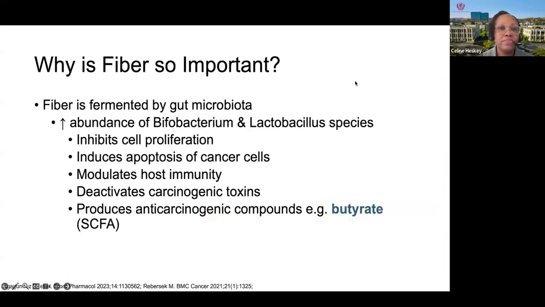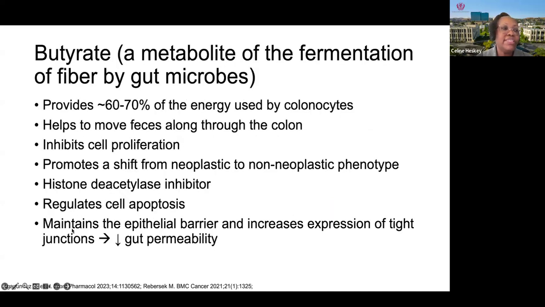So there's still a lot that we have to learn about the different foods or byproducts of foods that impact the gut microbiota. So why is fiber so important? Fiber is fermented by gut microbes, which leads to an increase in the abundance of beneficial bacteria. This leads to various mechanisms that can decrease cancer risk, including by inhibiting cell proliferation, for instance, inducing apoptosis or death of cancer cells, improving immune function, deactivating carcinogens, and also producing certain compounds like butyrate, which is a short chain fatty acid. And butyrate is really important to note in terms of colorectal cancer risk.